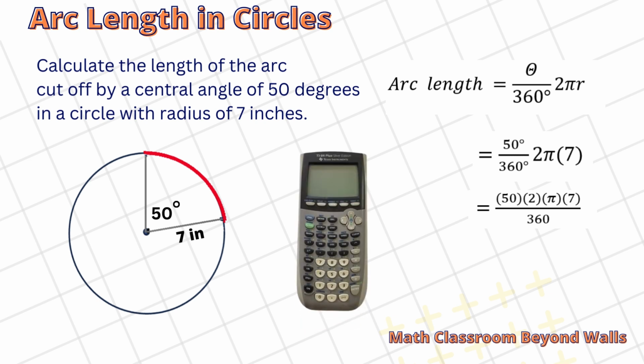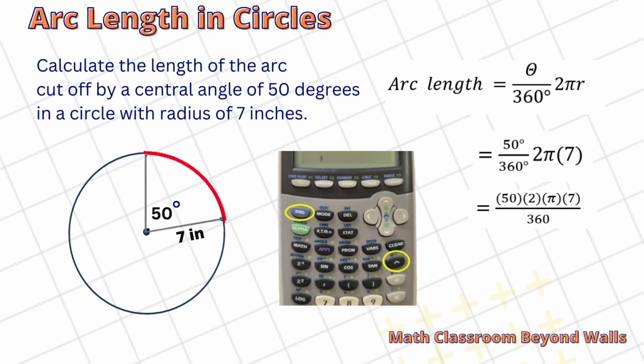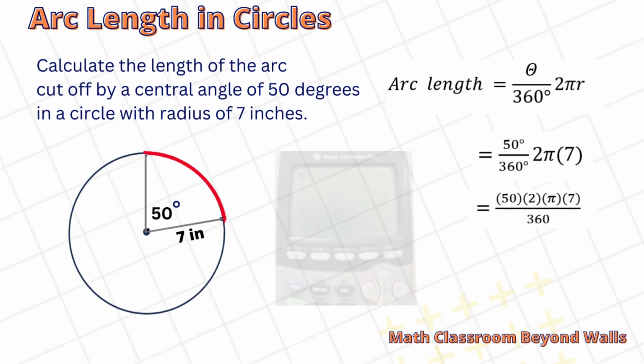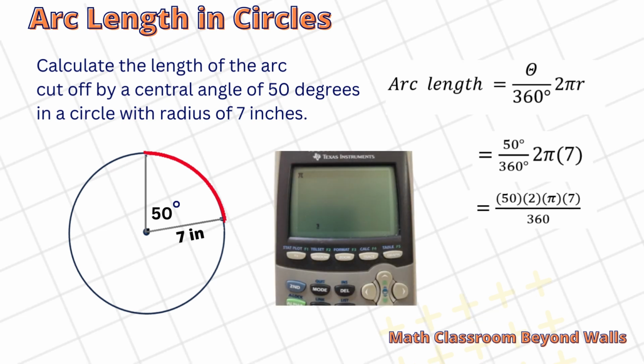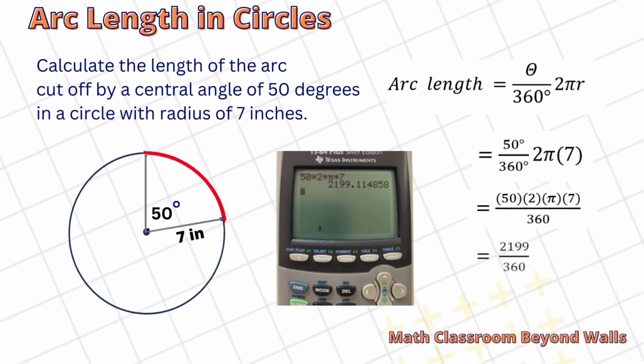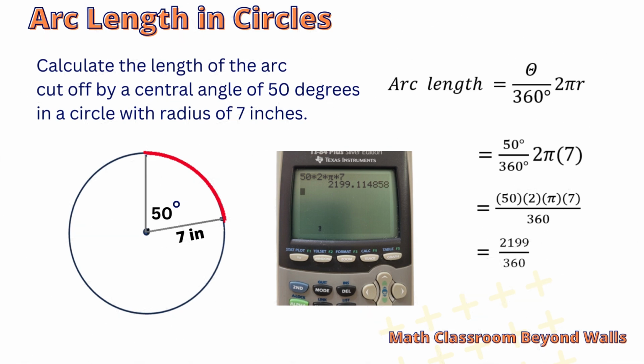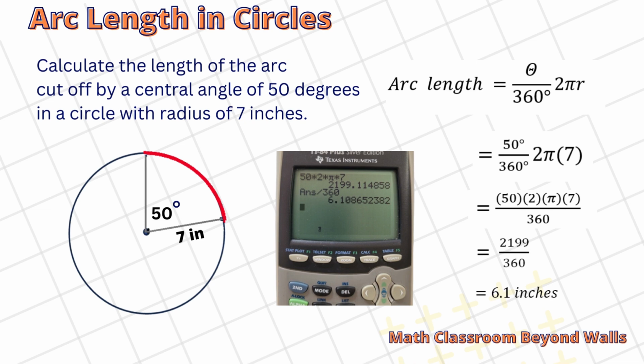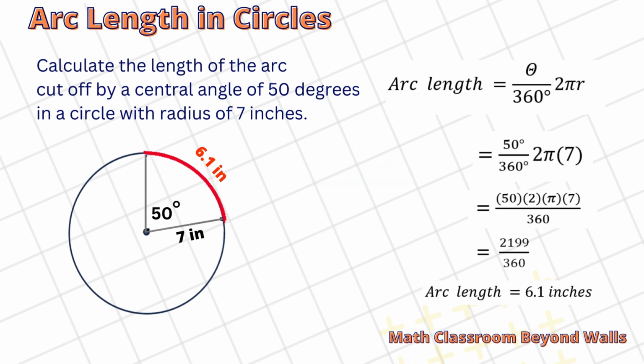Okay, in this type of calculator, the TI-84 calculator, you must hit the second key first, then pi, to be able to input pi. Multiplying the numbers in the numerator gives us 2,199. Dividing 2,199 by 360 gives us 6.1. So, the arc length is 6.1 inches. There you are, we have an answer.